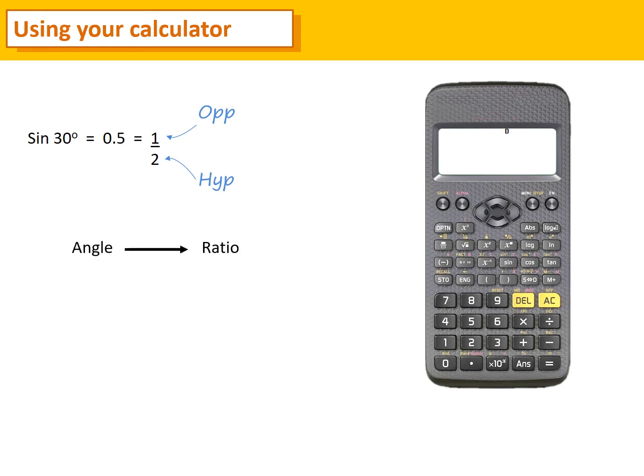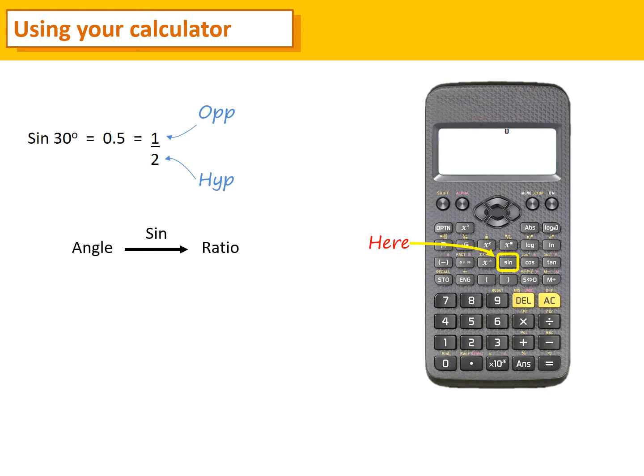Now, if we have got the angle and we wish to find out what the ratio is, we would press the sine button on our calculators. And there highlighted is where you'll find the sine button on your calculator. So if you have got the angle of 30 degrees and you type into your calculator sine 30 degrees, it will give you 0.5. It will give you the ratio of the opposite to the hypotenuse.